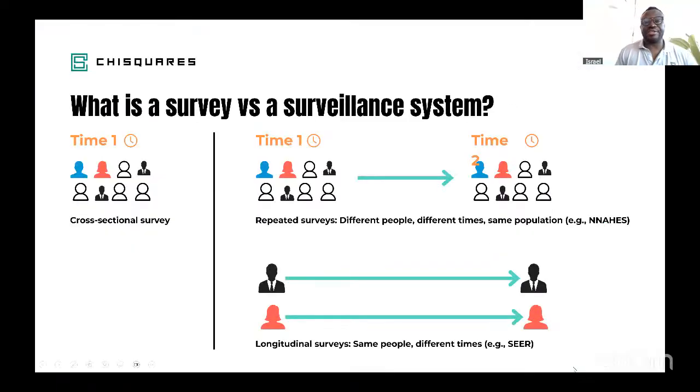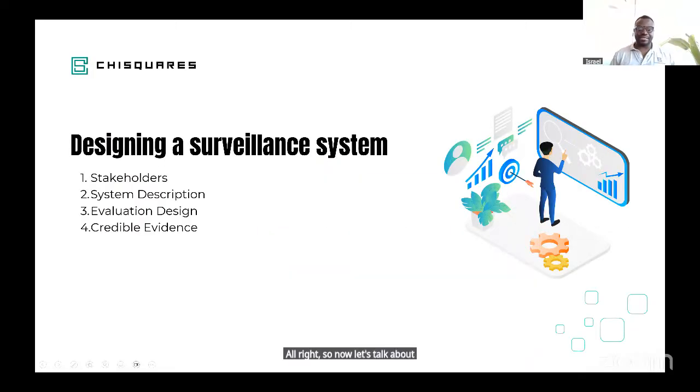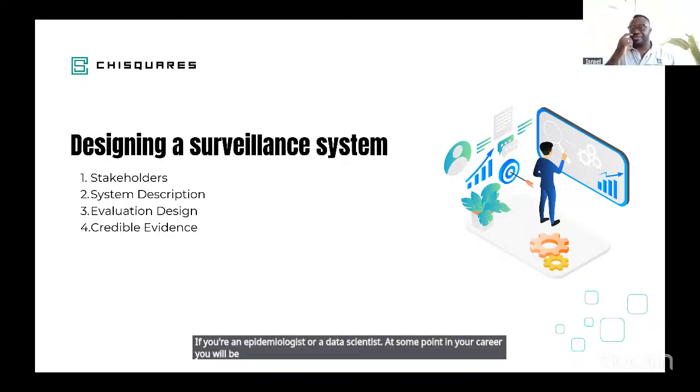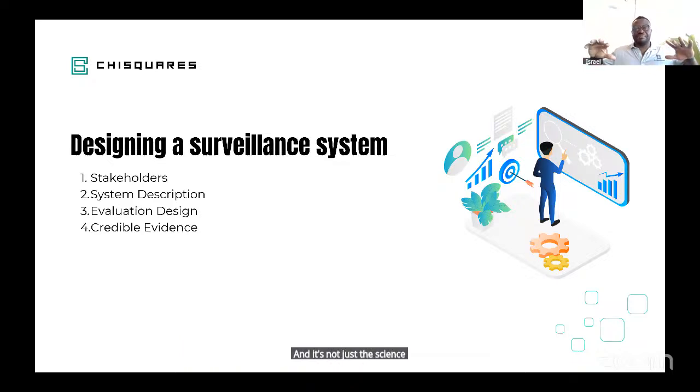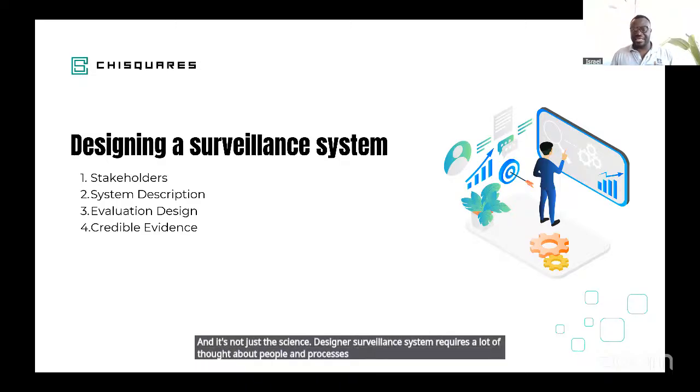All right, so now let's talk about the process of designing a surveillance system. If you're an epidemiologist or a data scientist, at some point in your career, you might be responsible for designing a surveillance system. And so there are some things that you need to consider as minimum requirements for designing a surveillance system. And it's not just the science. Designing a surveillance system requires a lot of thought about people and processes and politics and money.